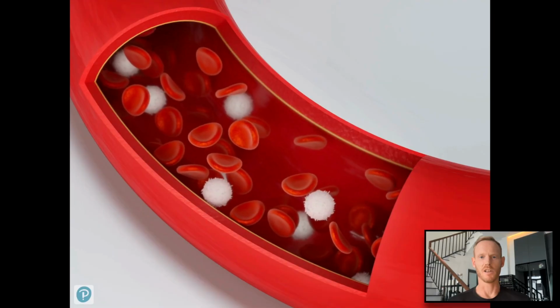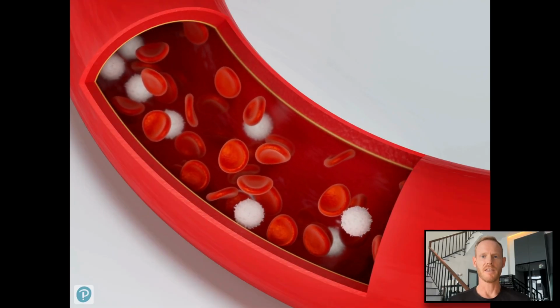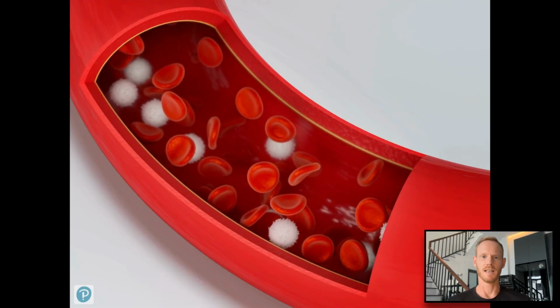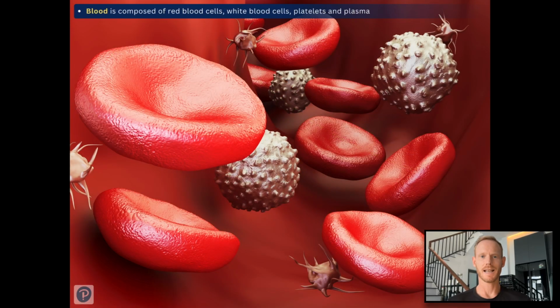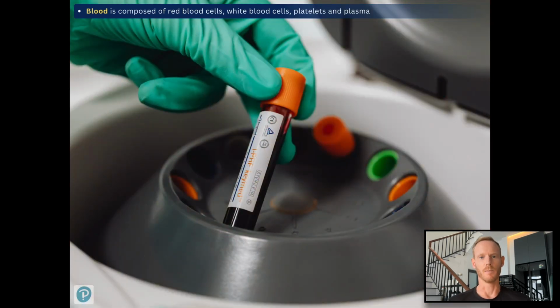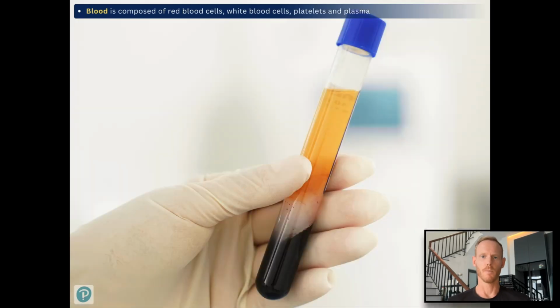You need to know about the different components of blood and their importance for physical activity and sport. So blood is a specialised body fluid with 4 main components: red blood cells, white blood cells, platelets and plasma. By spinning a blood sample in a centrifuge, the components separate, forming distinct layers.